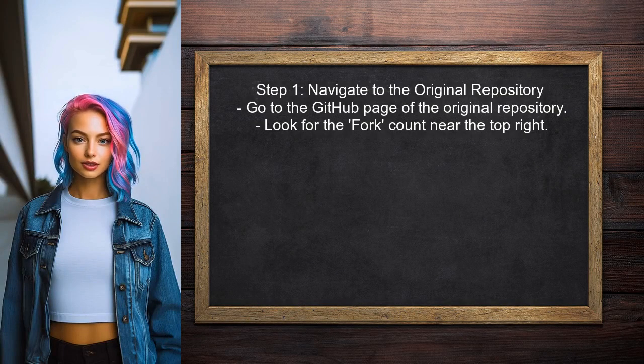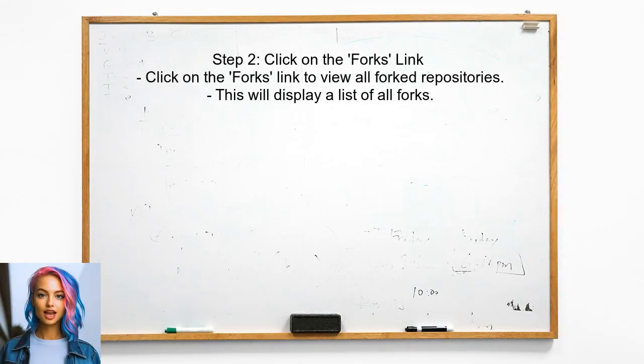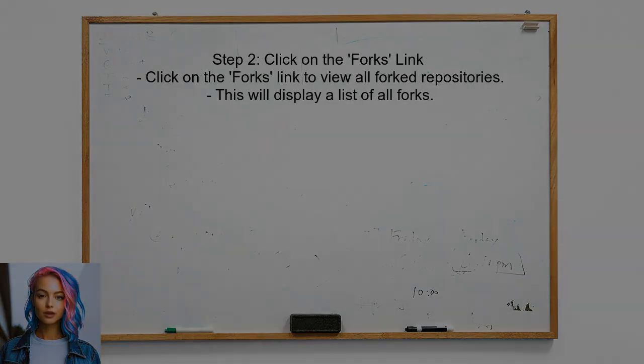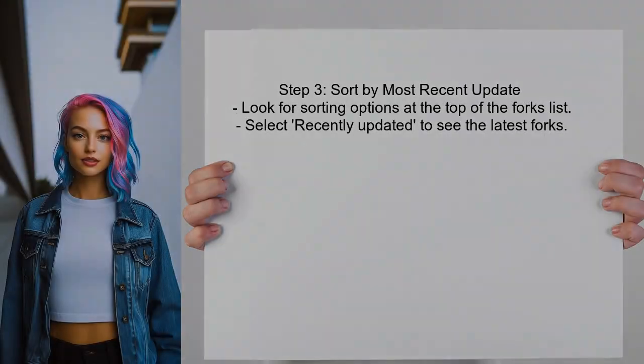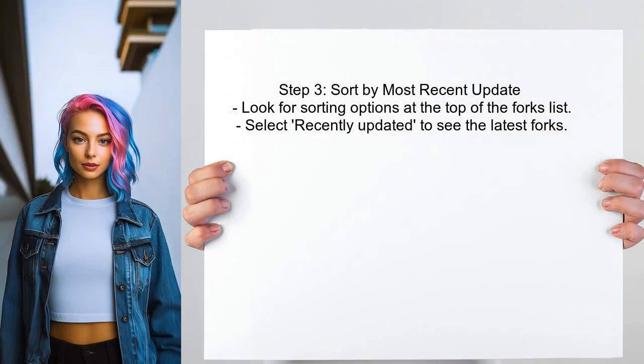To find the latest commits from forked repositories on GitHub, the user should start by navigating to the original repository page. This is where all the forks are listed. Next, the user should click on the forks link. This will take them to a list of all the repositories that have forked from the original. Once on the forks page, the user can sort the forks by the most recent update. They should look for a sorting option, usually found at the top of the list.